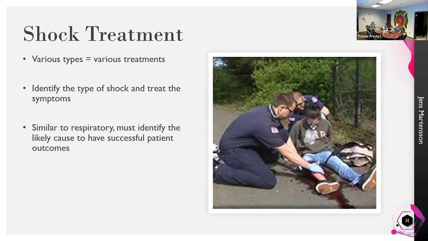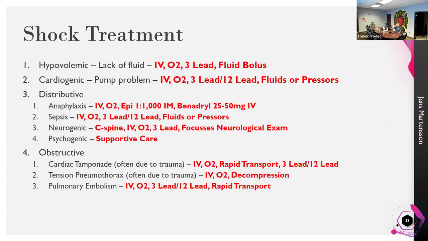So if they're hypovolemic, yeah, IV, O2, monitor, and then fluid challenge them if they're hypotensive. If it's cardiogenic, IV, O2, 3 lead, 12 lead, and then consider fluids or pressors based on what you find with their lungs. In distributive shock, anaphylaxis, well, IV, O2, epi 1 to 1000 IM, Benadryl 25 to 50 IV, and then we might also be considering albuterol, atropine, steroids, and going down those lines of treatments.